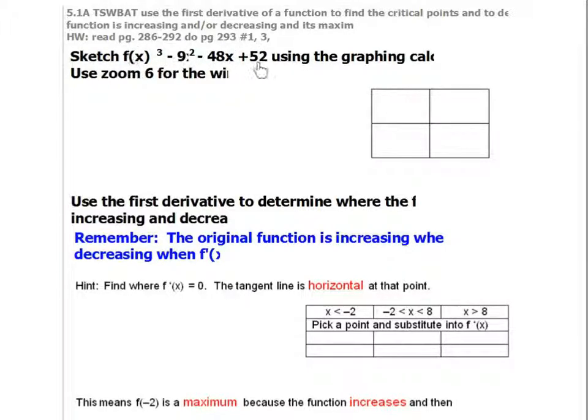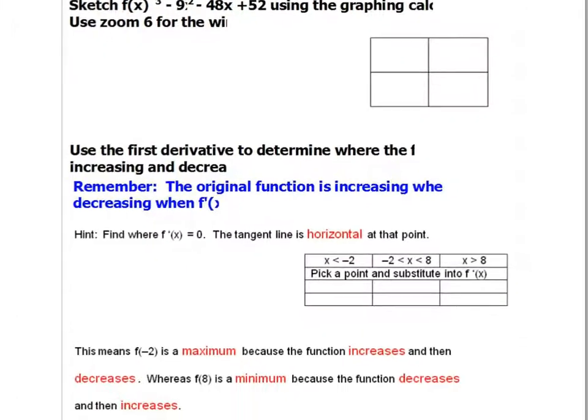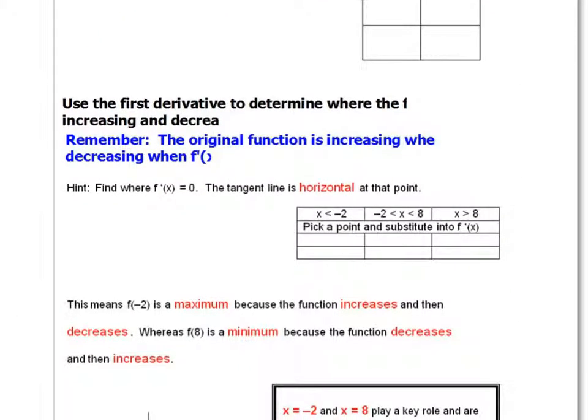Trying to do this on my iPad, so I'm going to jump down here to where it says we're going to use the first derivative to determine where the function is increasing or decreasing. So to do that, we're going to use the first derivative.